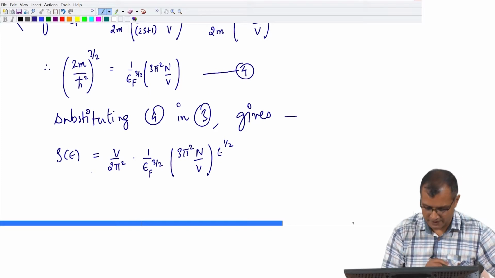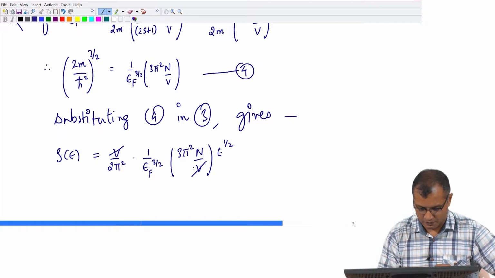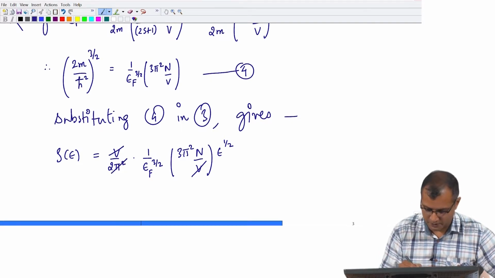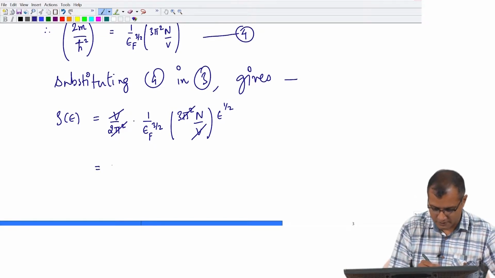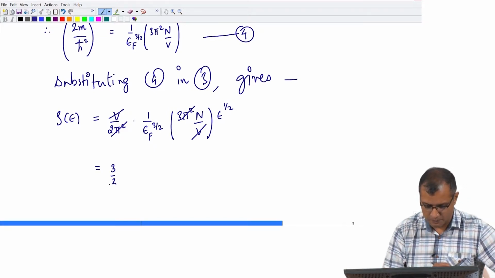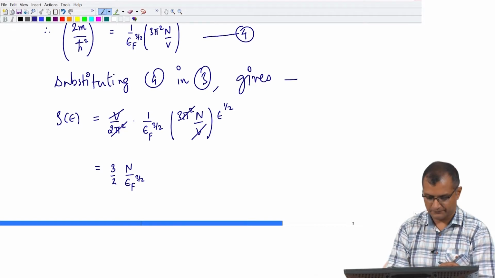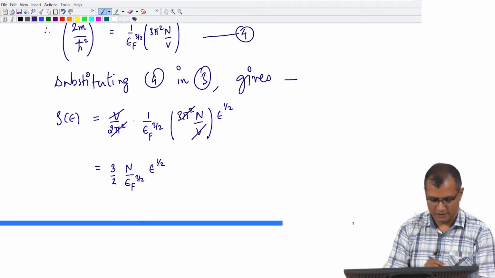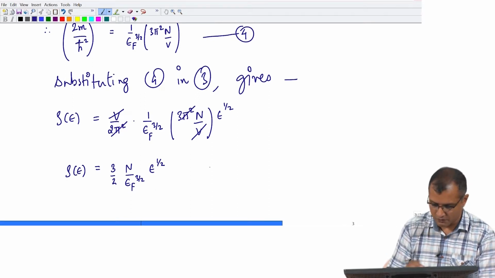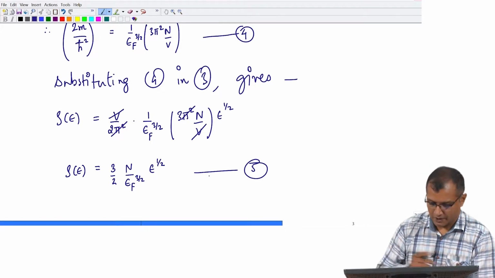So, you can see a lot of terms can be knocked off. You can knock off the 2 volumes, you can knock off the pi square, and what you have at the end of the day is just 3 by 2 n over EF to the power 3 half into square root of E. And I think this is a more convenient expression for the density of states. Okay.